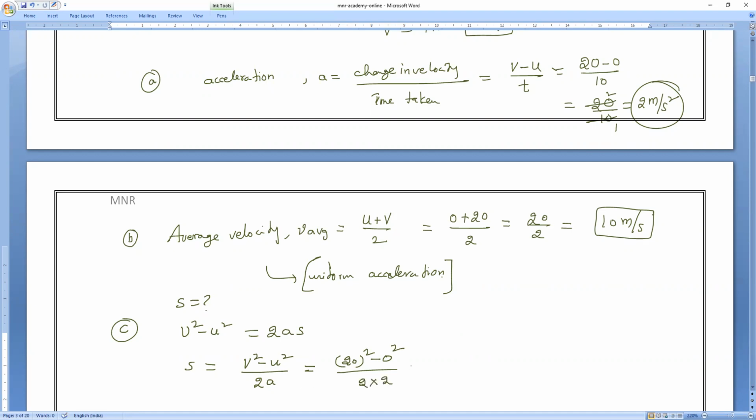And acceleration is 2. So S is equal to 20 square divided by 4. 20 square means not 100, so 4 twos are 400. 400 divided by 4 is equal to what? What is the distance traveled by the body? 100 meters.